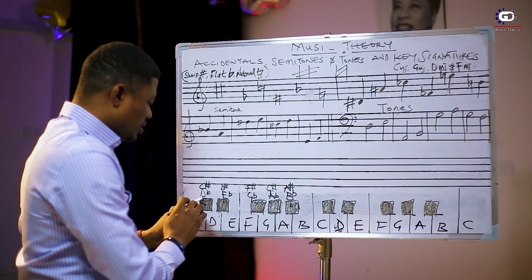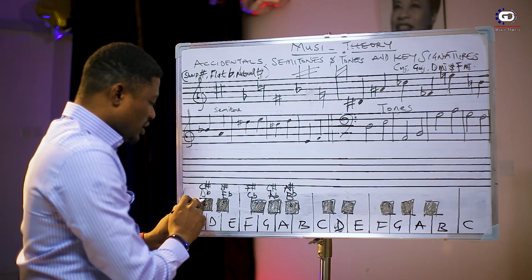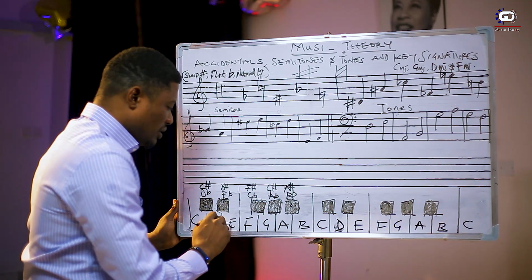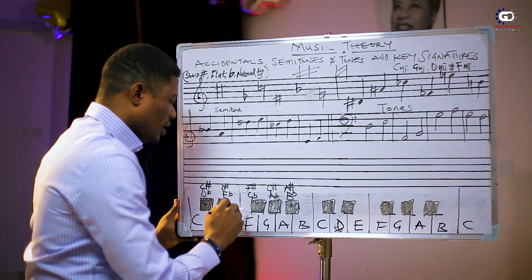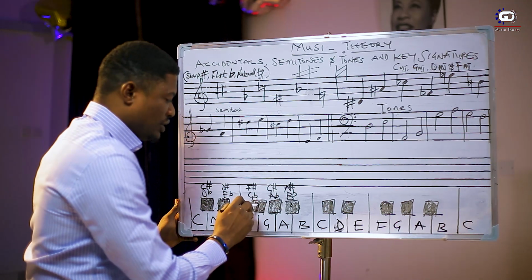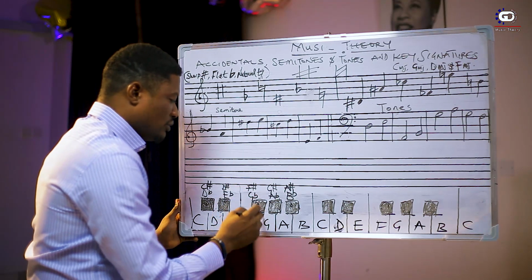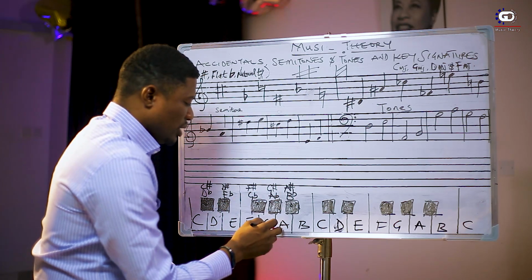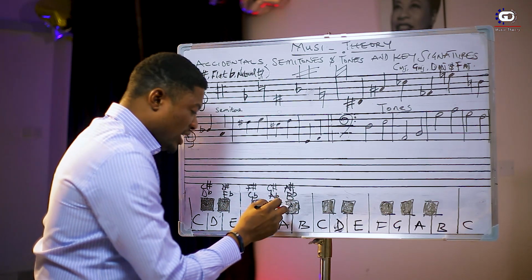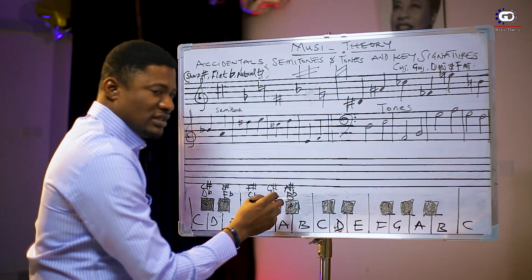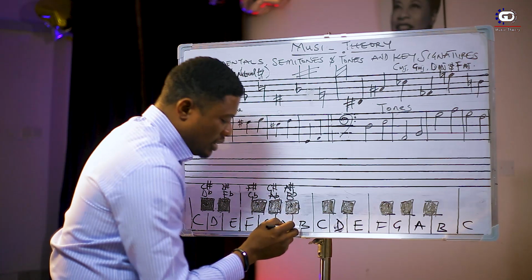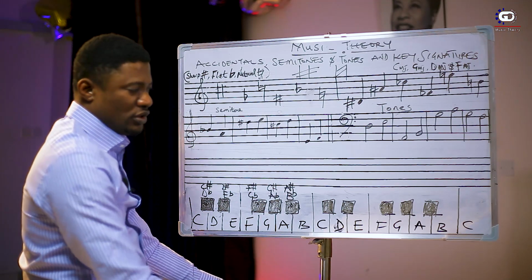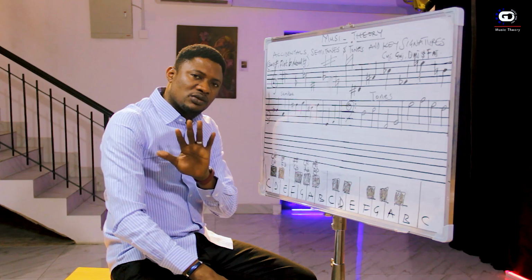So you have C to C sharp, a semitone. C sharp to D, semitone. D to D sharp, a semitone. D sharp to E, semitone. E to F, semitone. F to F sharp, a semitone. F sharp to G, a semitone. G to G sharp, a semitone. G sharp to A is a semitone. A to A sharp is a semitone. And A sharp to B is a semitone. And then definitely B to your C, it is a semitone. And I'm very sure by now you understand what semitones are.